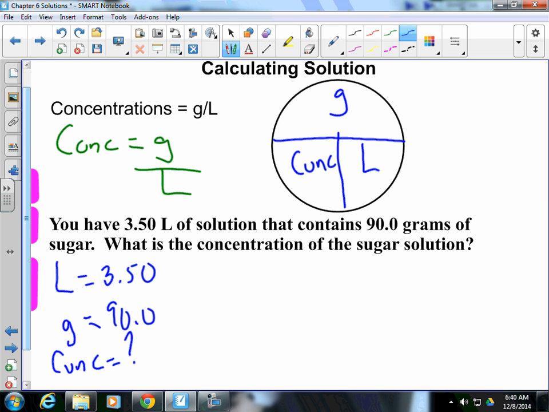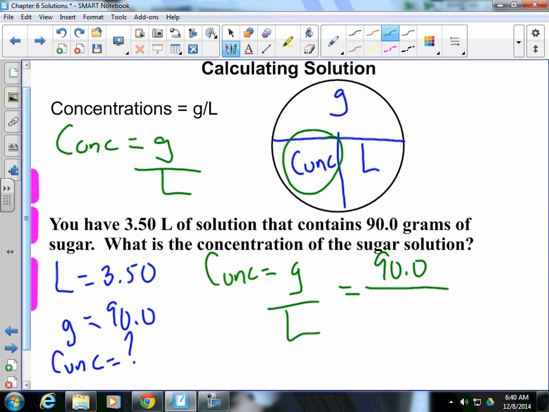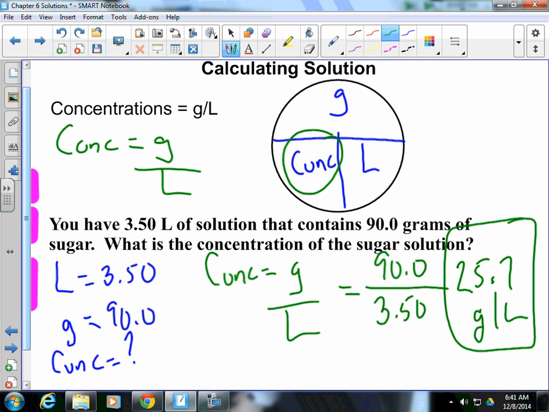We have grams and we have liters, and we're trying to solve for concentration. So concentration is equal to grams divided by liters. Now we're essentially going to plug and chug. We're going to plug in our 90.0 grams divided by our 3.50 liters. 90 divided by 3.5 equals 25.7. And our unit for concentration, the one that we're going to deal with most of the time, is grams per liter.